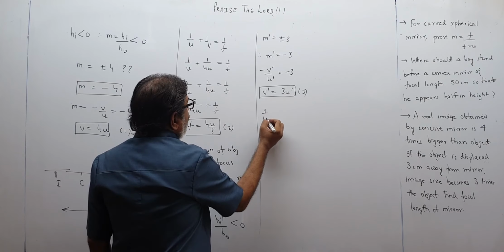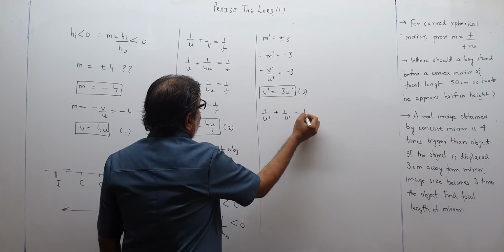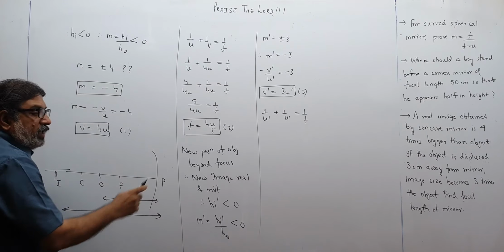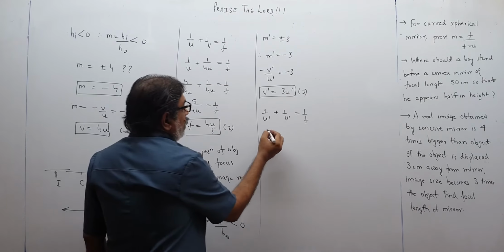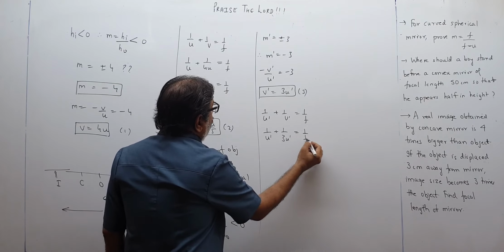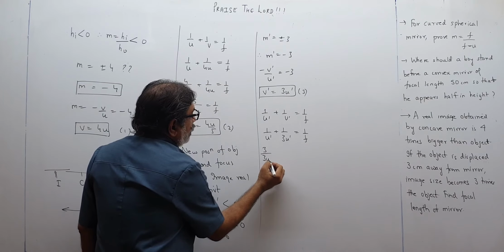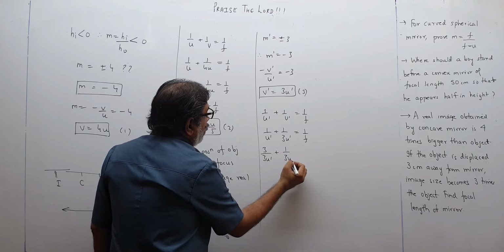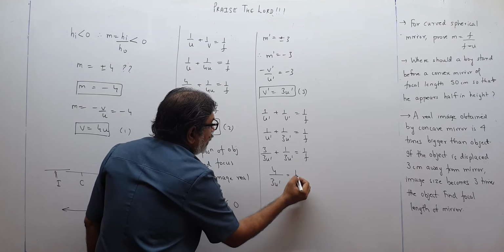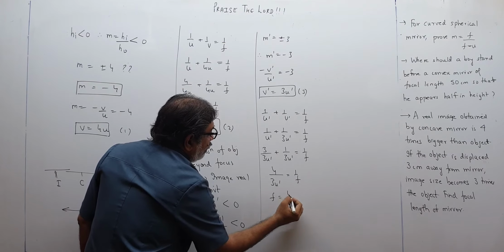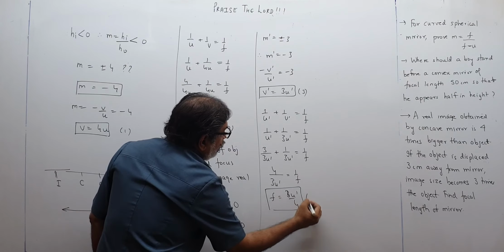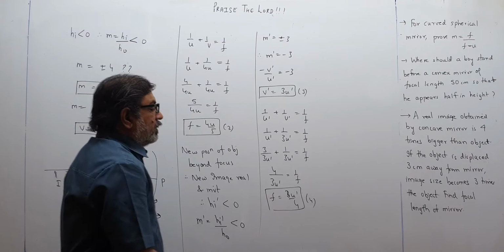So 1 upon u dash plus 1 upon v dash. See, focal length won't change. Only object is changing position. Focal length will not change. So 1 upon u dash plus 1 upon 3u dash is equal to 1 upon f. So 3 upon 3u dash, that is 1 upon f. So 4 upon 3u dash is 1 upon f. F will be 3u dash upon 4. Equation number 4.